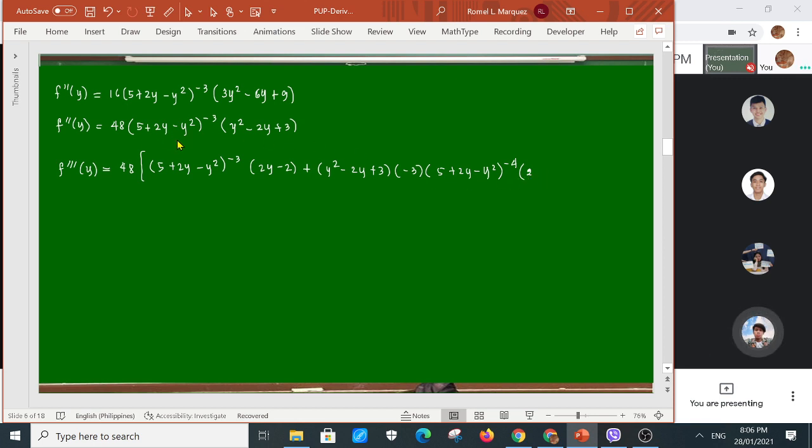Derivative ng base. Ito yan. Paras din yan. 2 minus. Okay, guys? Then, kulong. Let's simplify. Yan na yung third derivative, children. 48 times. We have, ito ay 2 times y minus 1, this, copy, 5 plus 2y.